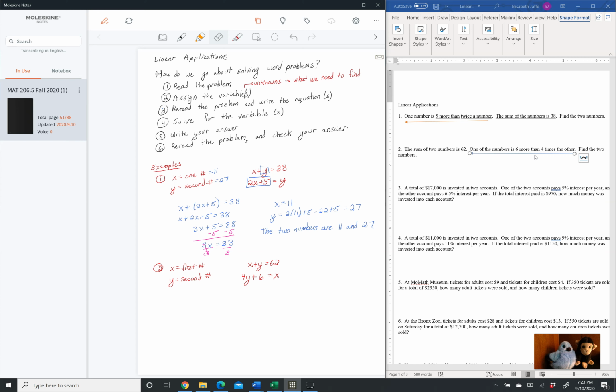Okay. Now we solve the equations. So when we solve these equations, again, it's a system. So we can use elimination or we can use substitution. This one, it kind of makes more sense to use substitution, but if you wanted to use elimination, you can. So we do a substitution just like we did the last time. The only difference is that this time we're going to substitute for x. So 4y plus 6 is the same thing as this x here.